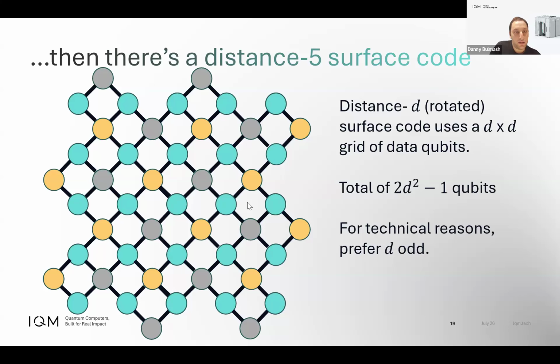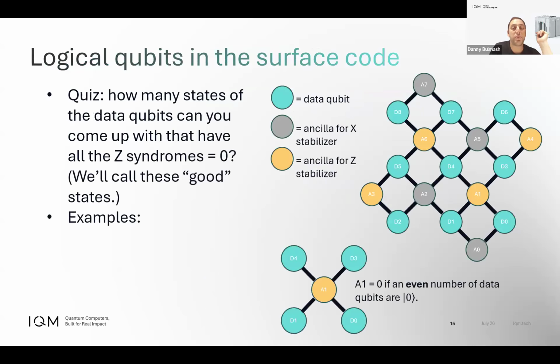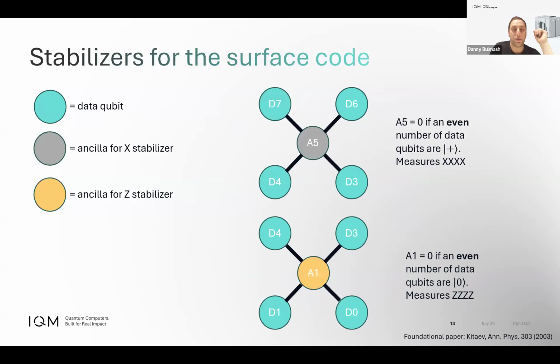Good. Let's see. What are stabilizers? Stabilizers you can think of as syndromes. It's a measurement that you make that is detecting whether errors occur. So this idea of we're going to measure whether an even or an odd number of data qubits are plus, that's a stabilizer. Technically speaking, the stabilizer is actually this operator XXXX that corresponds to the measurement, and the syndrome is the 0 or 1 output, but you can think of syndrome and stabilizer as basically being the same thing. It's a set of measurements that you make that tells you whether errors occur or not.